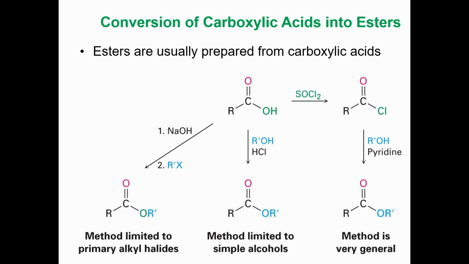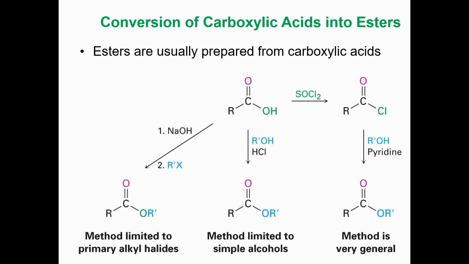Now, the next method is first converting your carboxylic acid to acid chloride. Acid chloride is a more reactive version than carboxylic acid. So when this carboxylic acid is first converted to acid chloride, then it can react with alcohol under pyridine to form ester. This is a general method. It means that the best method of preparing ester is from acid chloride, not from acid itself.